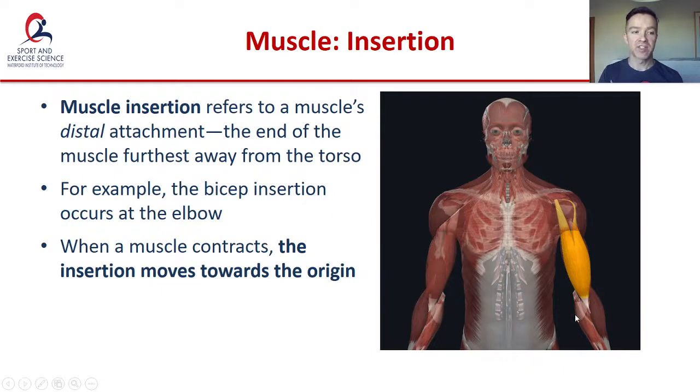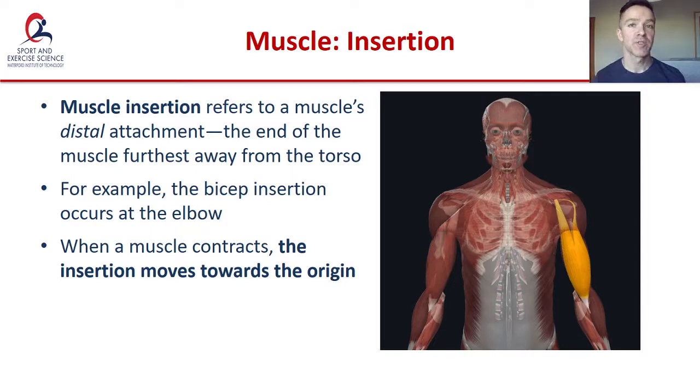At the opposite end, we've got the muscle insertion, and the muscle's insertion refers to the distal attachment, the end that's furthest away from the torso or from the midline of the body. For example, the biceps insertion occurs below the elbow joint. When a muscle contracts, the insertion will move towards the origin.